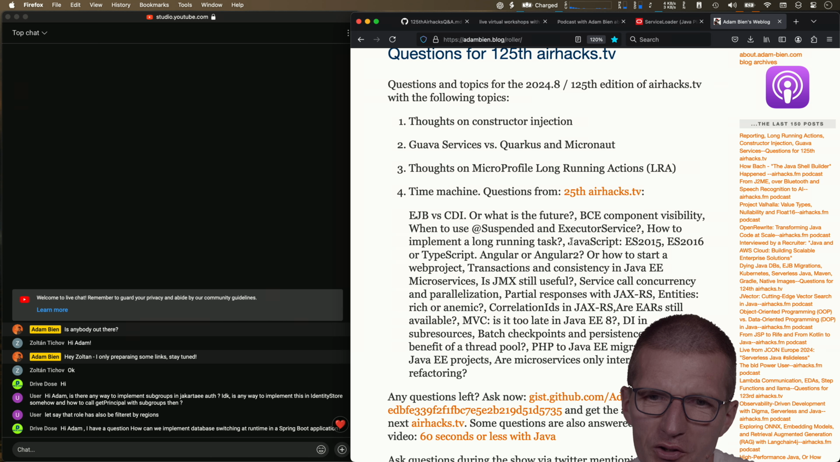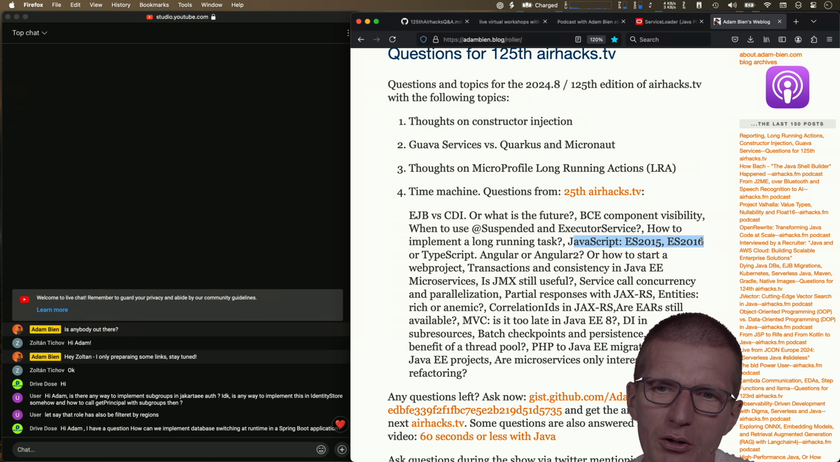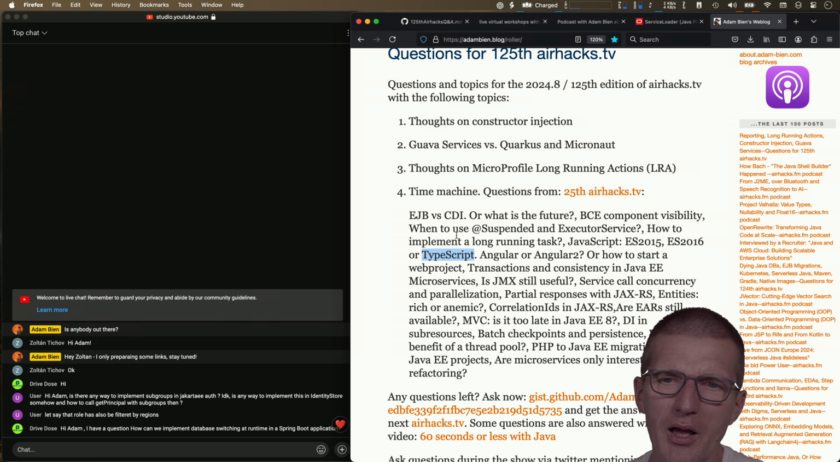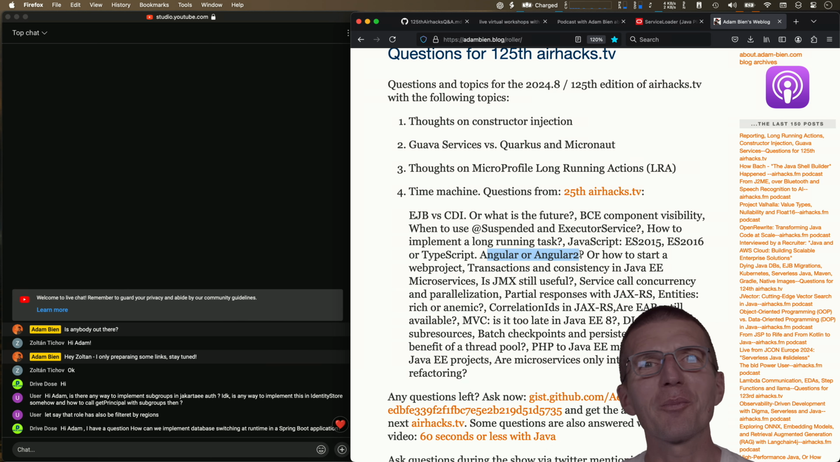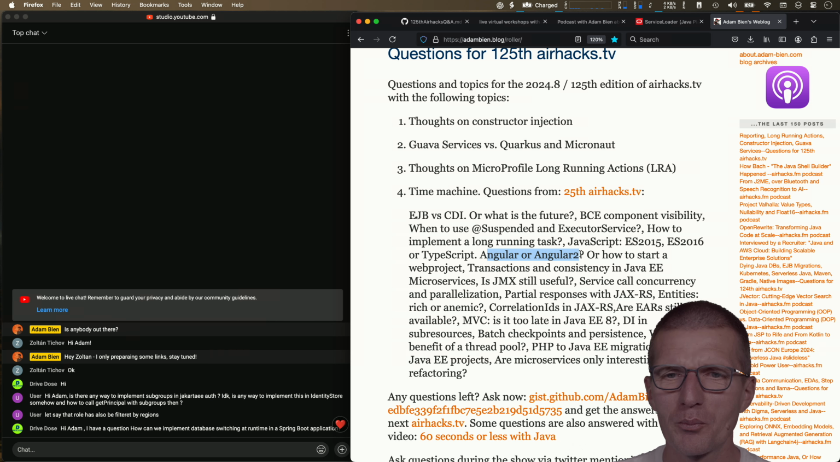Also interesting, JavaScript. Back then, 8 years ago, I got a question: ES 2015, 2016, or TypeScript. And what happened is that right now I use JavaScript exclusively, just JavaScript, no TypeScript, and I also do not use Angular anymore, just web components. And more and more developers are happy with building single-page applications without any external frameworks.